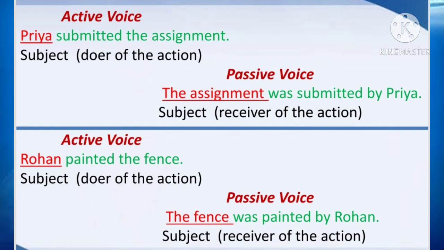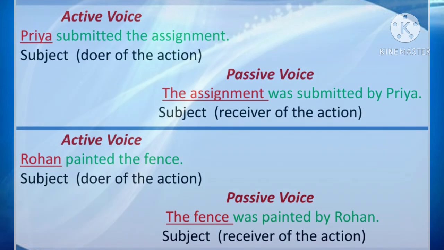The second sentence, the fence was painted by Rohan. Here, the fence is the subject of the sentence. And the action is done by Rohan. And the subject is the receiver of the action. The fence is the subject and the subject is the receiver of the action. So, since the subject of the sentence is the receiver of the action, the sentence is in passive voice.